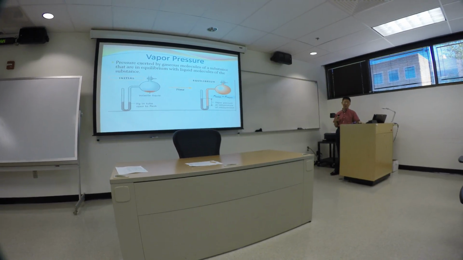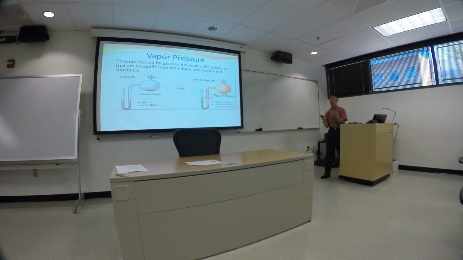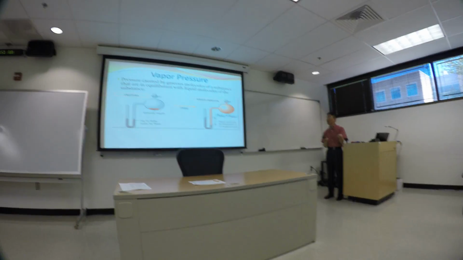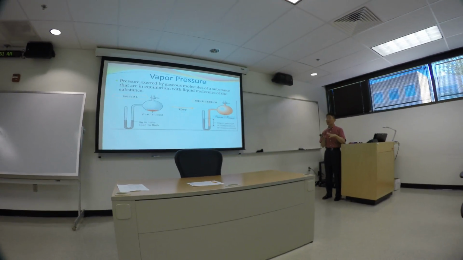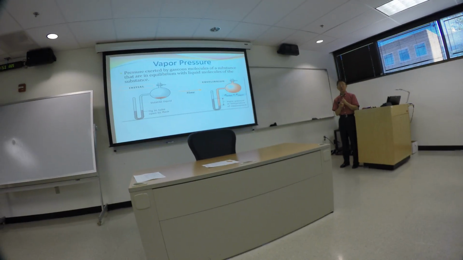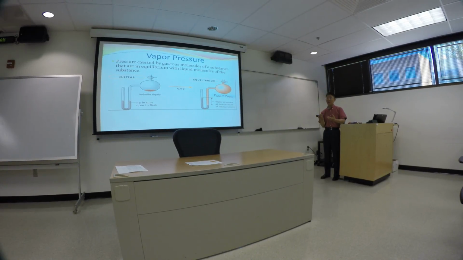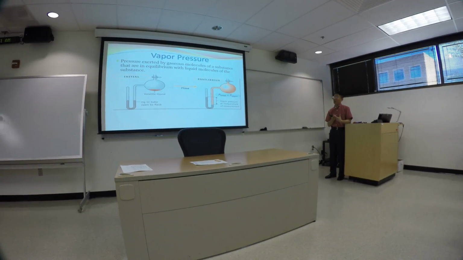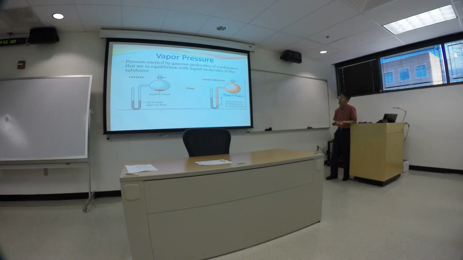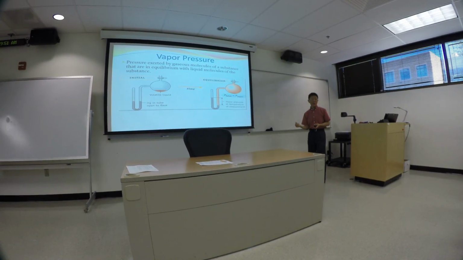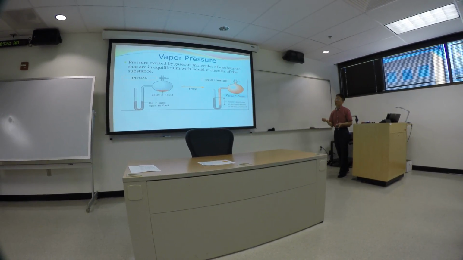It is the pressure exerted by gaseous molecules of a substance that are in equilibrium with the liquid molecules of the same substance. If you put water in a bottle and leave that bottle under the sun, over time you will see some water vapor start to form. That vapor, if not escaped into the air, will condense back into water as well. So you reach an equilibrium. The pressure inside that bottle is what we call the vapor pressure.